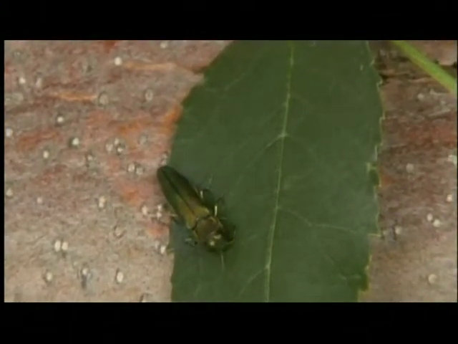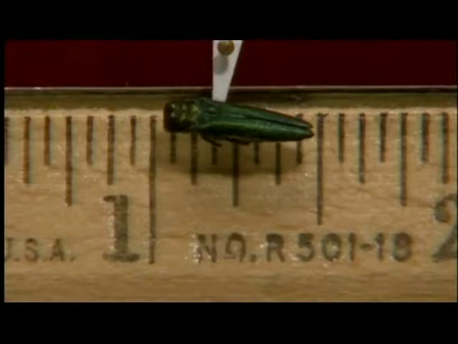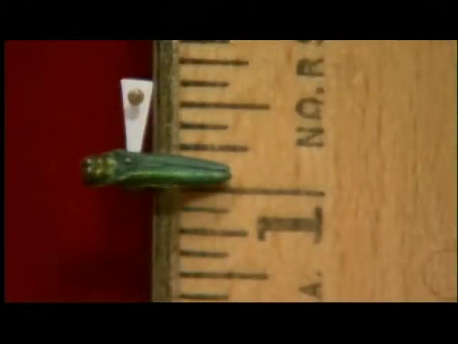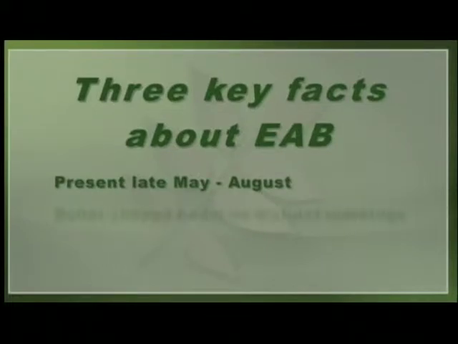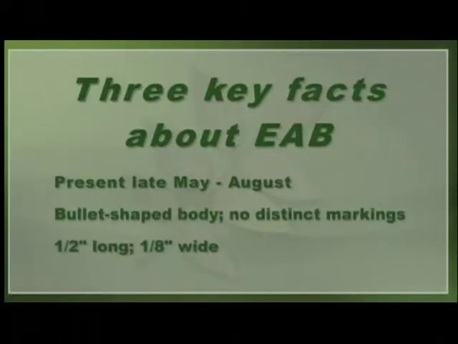There are no stripes, dots, or other markings. Its slender bullet-shaped body is just a little bigger than a cooked grain of rice, roughly 1/2 inch long and about 1/8 of an inch wide. But there are lots of other beetles in Wisconsin that are also small and shiny and green, and they can easily be mistaken for EAB.